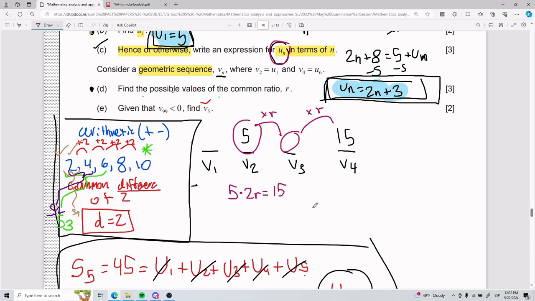Careful, here's a slight difference. It's not going to be 5 plus 2R. We're now in the world of geometric. It's 5 times 2R, and so technically you end up with 10R equals 15. From here, because you want to get R alone, you can divide by 10 to both sides. So R has to equal 15 divided by 10.